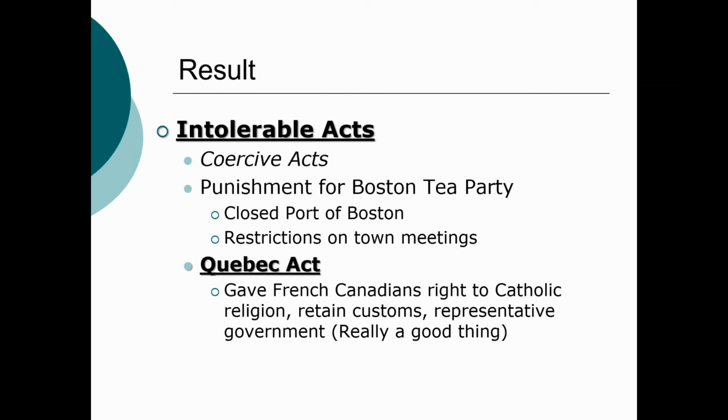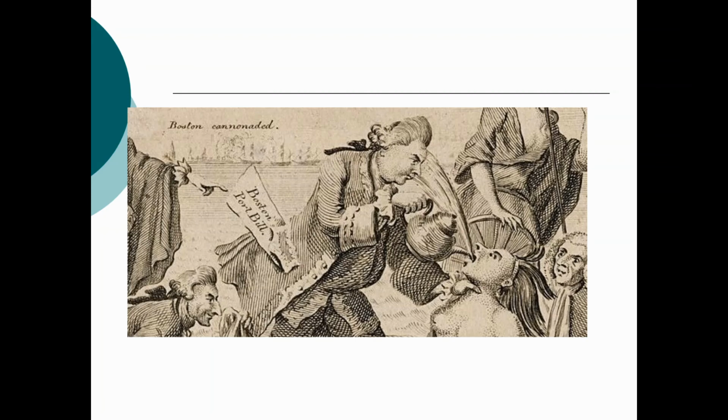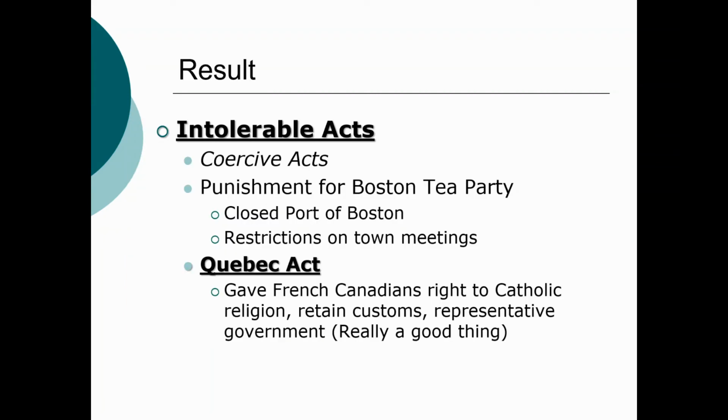Also, at the same time, the British government will pass the Quebec Act. This will give the French Canadians the right to their Catholic religion. They could still retain their customs and have a representative government. This was actually a very good and tolerant thing, but the colonists are low-key Protestants, and they actually thought the Quebec Act was aimed at them. The British were just being trolls and did the Quebec Act just to upset them. So, the Quebec Act happened at the same time, but it really was not meant to punish the colonists.